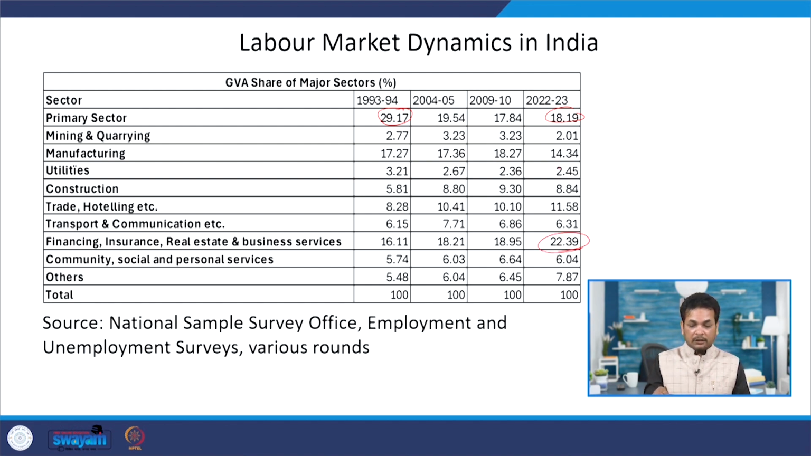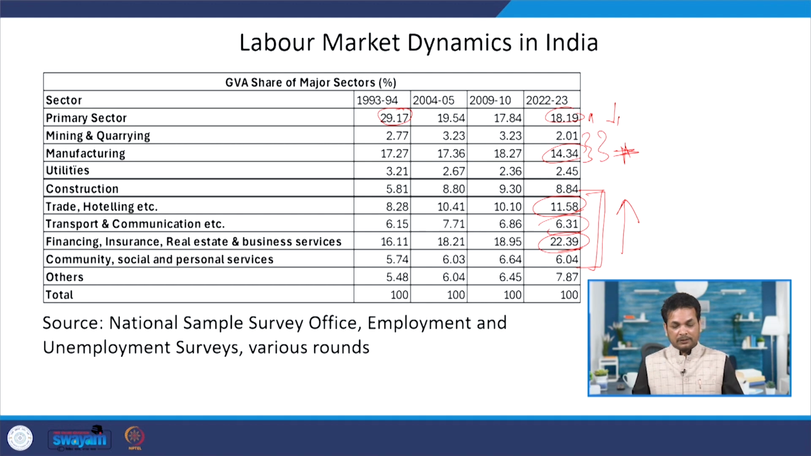The contribution of manufacturing, the contribution of hotel, trade, transport, the contribution of transport, communication. So, the service sector mostly is contributing, and the contribution of the primary sector has declined, and roughly you will find that the contribution of the secondary sector is stagnant. So, the contribution of the primary sector has declined, the contribution of the service sector has increased, and the contribution of the manufacturing or secondary sector is almost stagnant over the period of time.